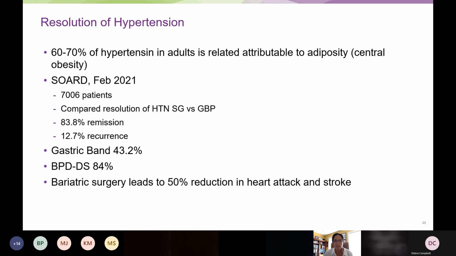The gastric band was effective in resolution of hypertension about 43%, but BPD-DS also had really good resolution of hypertension at 84%. This study also showed that bariatric surgery leads to about a 50% reduction in heart attack and stroke in overweight patients. So next slide.